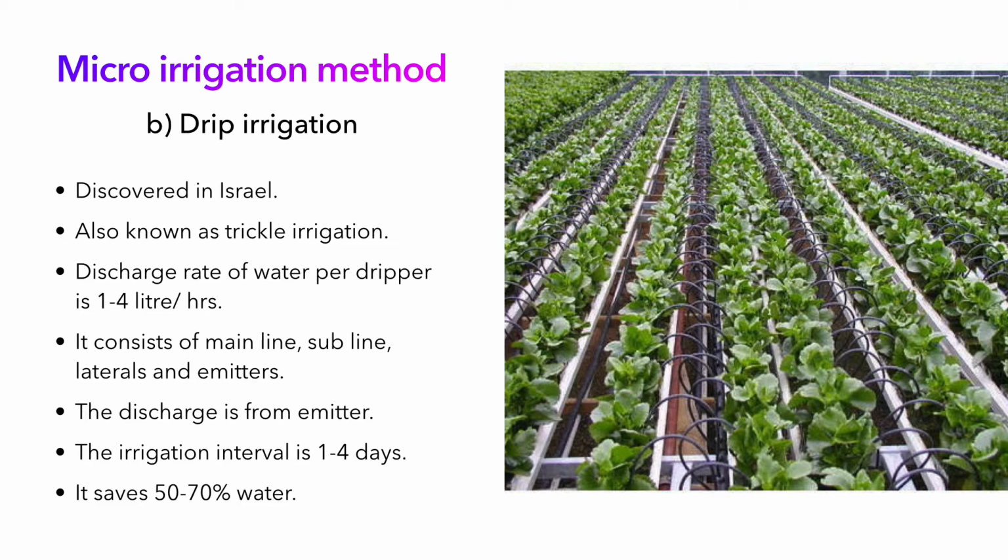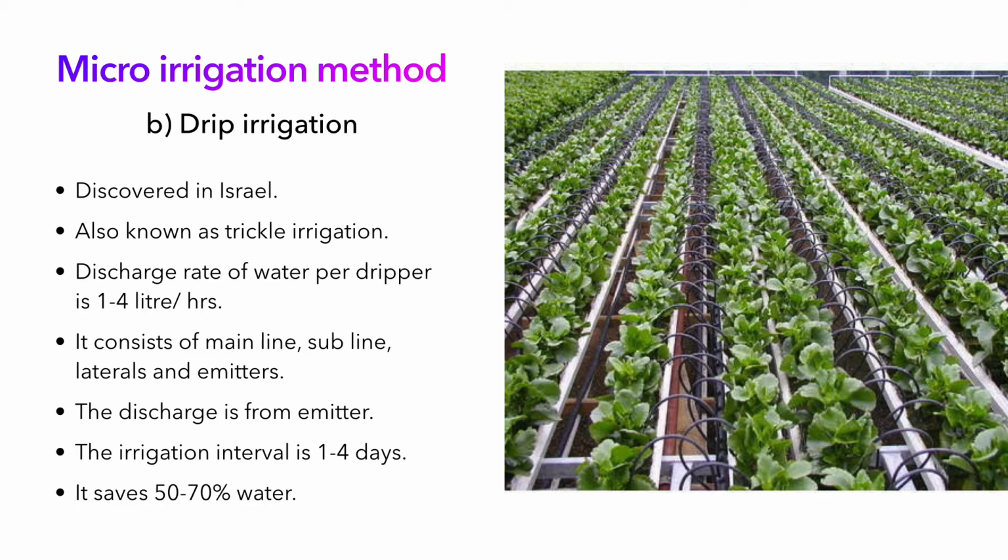Trickle means बूंद बूंद करके गिरना, उसे कहते हैं हम ट्रिकल, and it is also known as trickle irrigation. Discharge rate of water per dripper is 1 to 4 liters per hour. The rate of discharge means the rate at which we provide water, which is 1 to 4 liters per hour, means in 1 hour 1 to 4 liters of water is discharged to our plant.